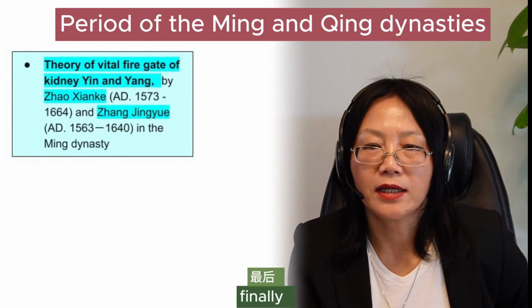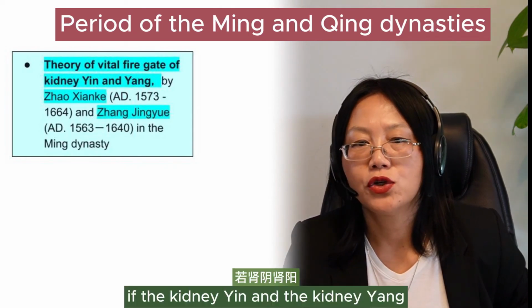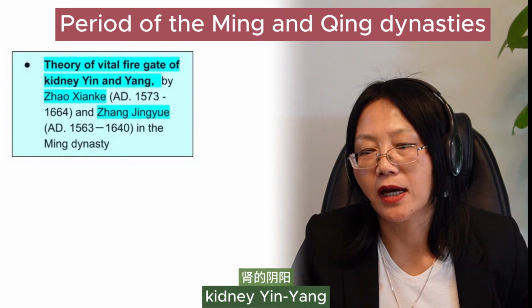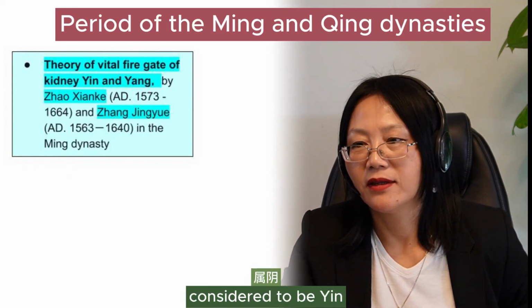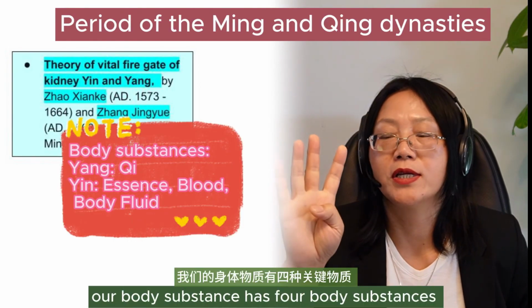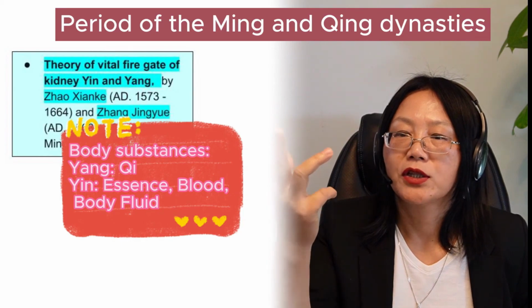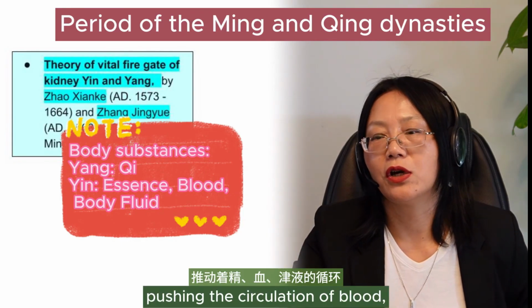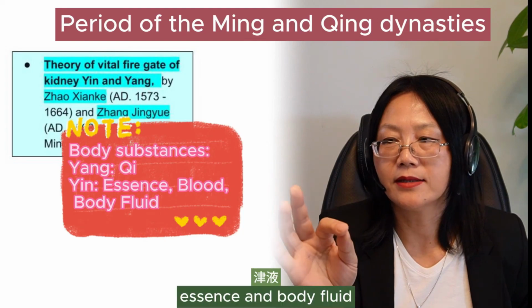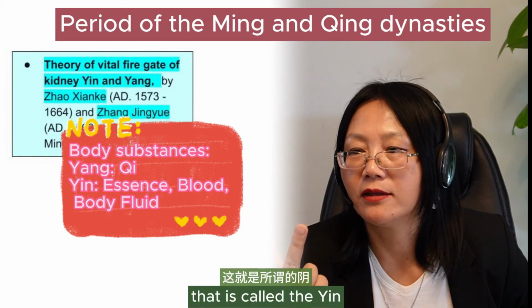Yin is the same. Finally, the end of the story is the kidney affected. If the kidney yin and the kidney yang are drained out, the life cannot continue anymore. In terms of the yin-yang here, kidney essence is considered to be yin. Again, here it's a yin-yang concept. For example, we say the body substance. Our body substance has 4 types: the essence, the blood, body fluid, and the qi. Among these 4, the qi is the power pushing the circulation of blood, essence, and body fluid. This is called yang, and the blood, essence, and the body fluid, which are the substances that you can see by your eyes, are considered to be yin.